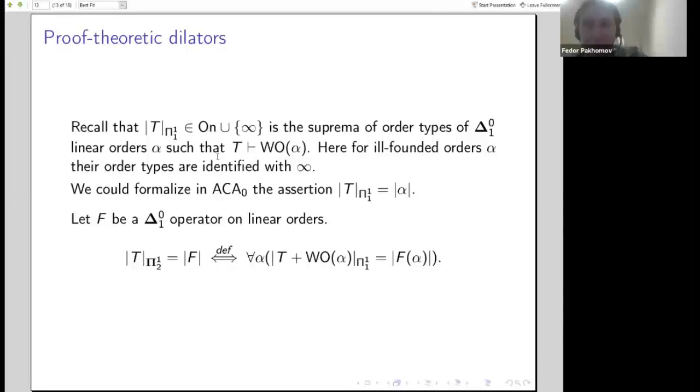In fact, it's quite easy to show that for theories in just the usual second-order language, so without parameters, this notion will coincide. So we will not get to larger ordinals by considering this definition.